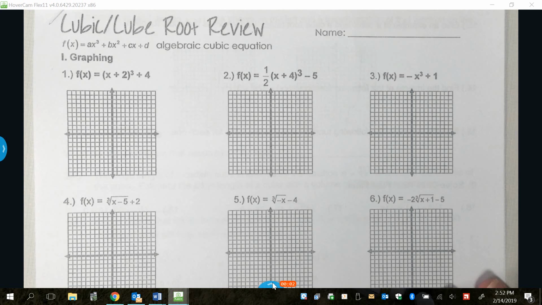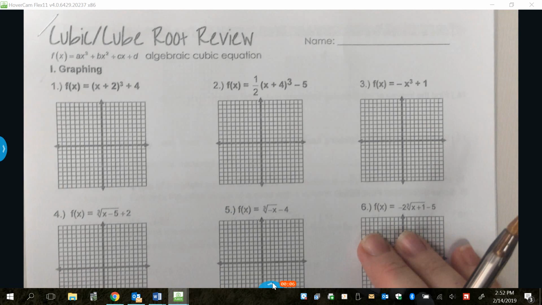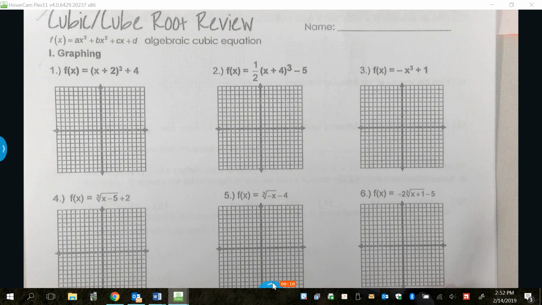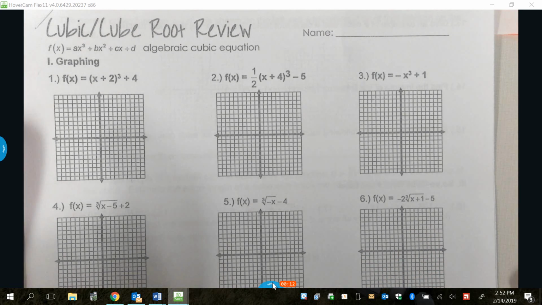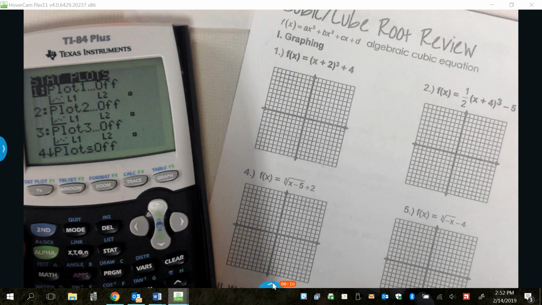Okay, y'all, test tomorrow. It's a cubic cube root test. We're going to review today. Okay, so first things first, section 1 is 1 through 6. We're just graphing. So I'm going to type this in.